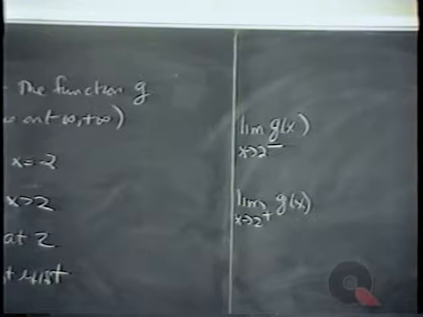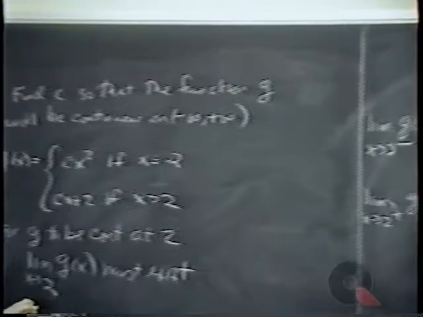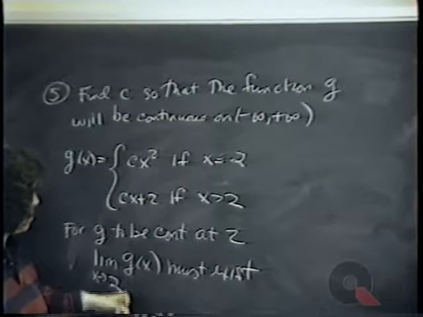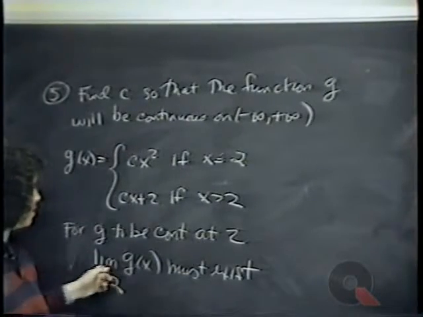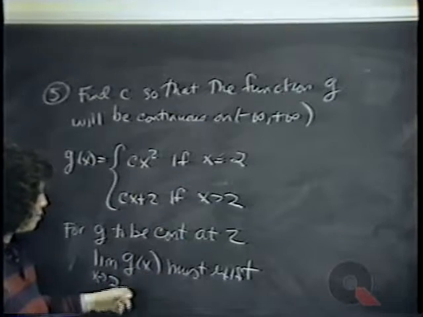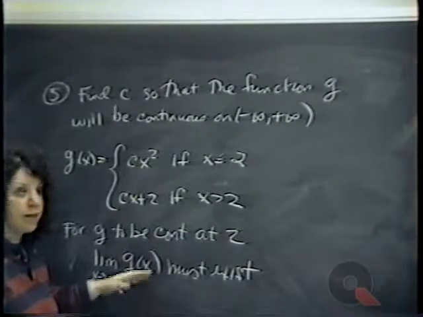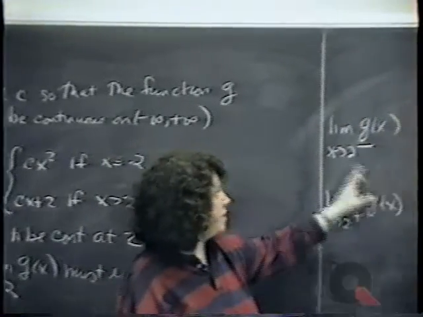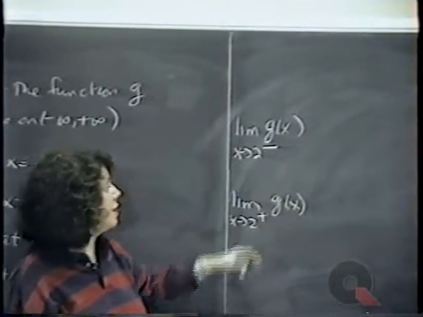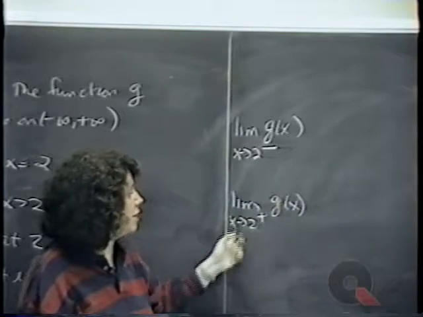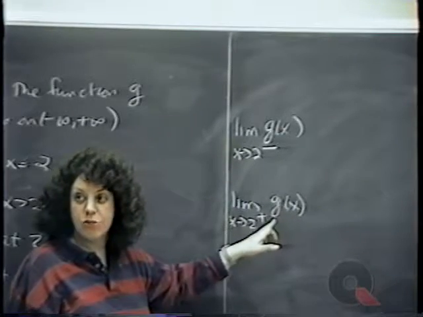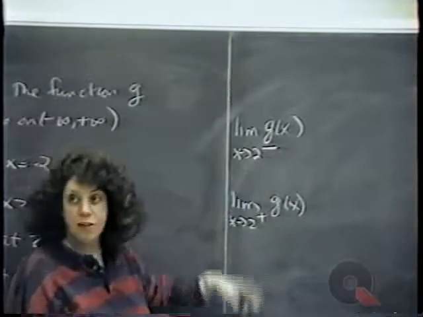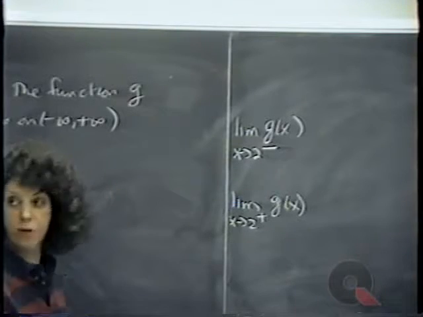We want the limit of g of x as x approaches 2 to exist. For g to be continuous at 2, we want that limit to exist. For that limit to exist, the limit of g of x as x approaches 2 from the left has to exist, the limit of g of x as x approaches 2 from the right has to exist, and these two have to be equal.